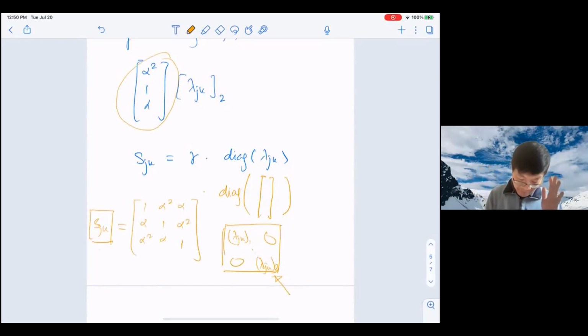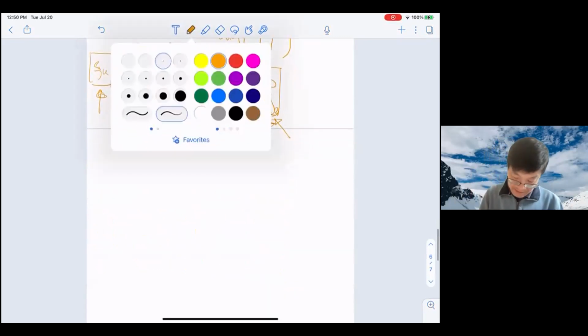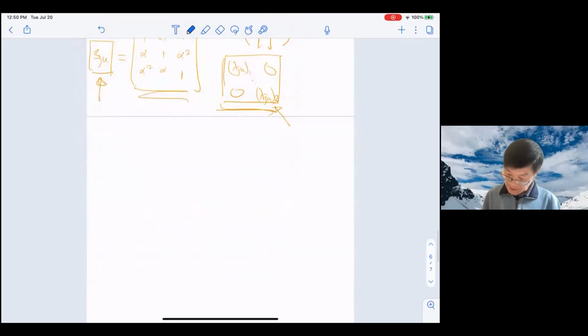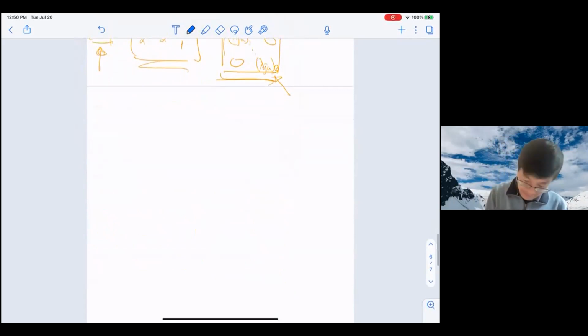You get the diagonal entries of SJK, and the off diagonal entries of SJK is this diagonal matrix multiplied by this constant matrix. So the upshot of all this is the linearized model for the three-phase generalized model is the following. So this is a linearized model.